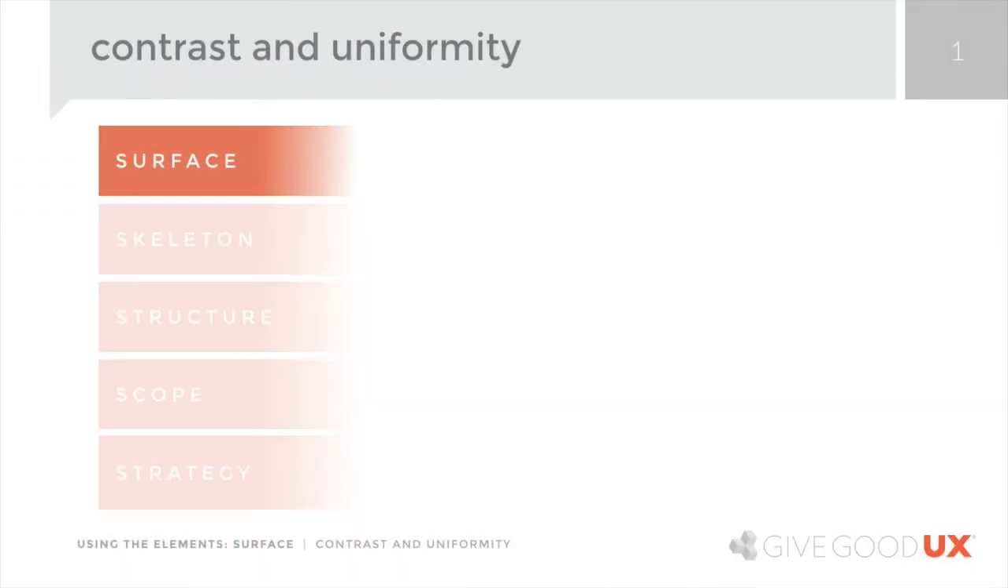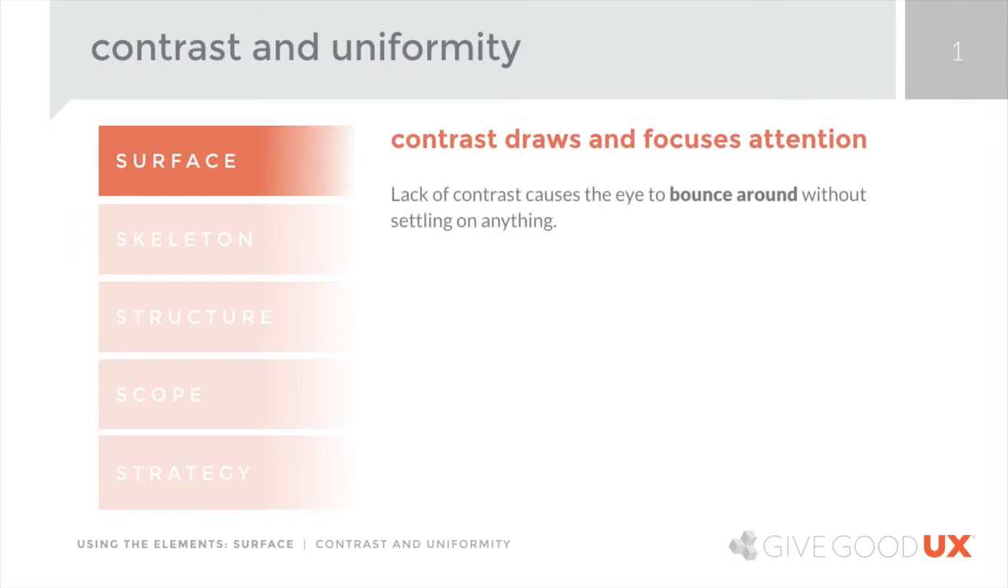Next, I'd like to touch upon contrast and uniformity. Contrast enables us to focus on one element versus another. We also said that lack of contrast causes the eye to bounce around without settling on anything in particular. Lack of contrast gives the impression that everything is of equal importance and therefore nothing stands out. Contrast performs three essential functions.